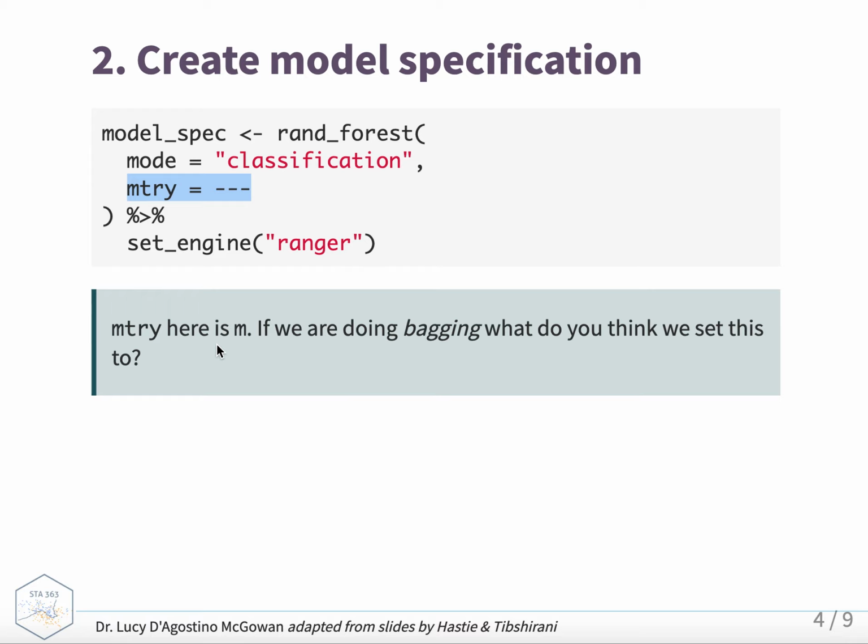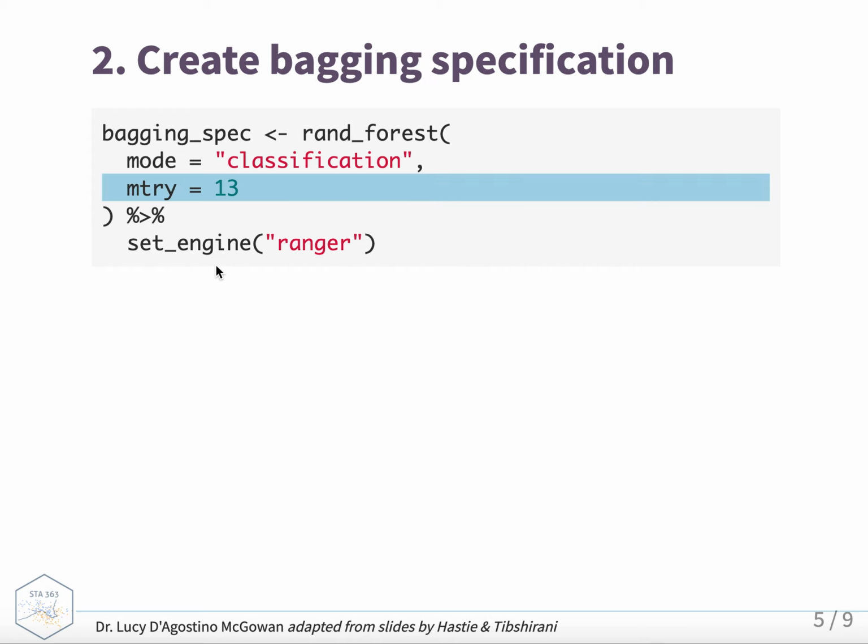And so if we're doing bagging, what do you think we would set mtry to be? So as a reminder, the number of predictors, we have 13 predictors here. And so when we're doing bagging, M is just the total number of predictors. So it's equal to P. So for traditional bagging, we would just set mtry to 13, the total number. So that's what I'm going to do here. So this is my bagging specification. I've got mode equals classification, mtry equals 13, and I set my engine to Ranger.